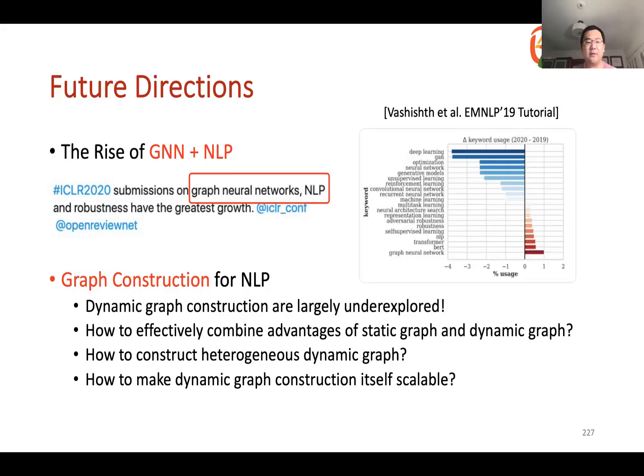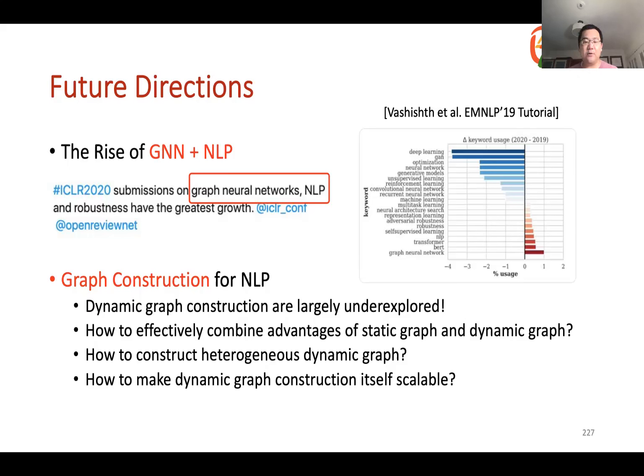The first thing we want to talk about is graph construction techniques for NLP. As you can see here, dynamic graph construction has been largely unexplored. So the natural question to ask is, how can we effectively combine the advantages of static graphs and dynamic graphs? So far, when using dynamic graphs, most of the time we are only able to generate a homogeneous graph. But how about the multigraph? How about the heterogeneous graph? Is there any way we can construct them effectively, just like with static graphs, where we are able to generate all different kinds of graphs?